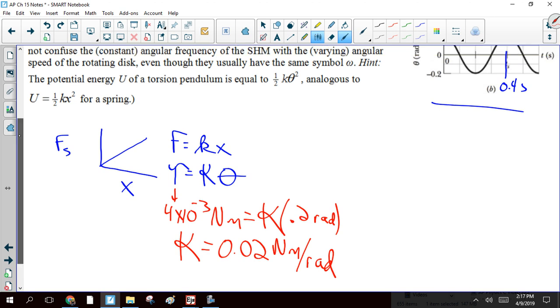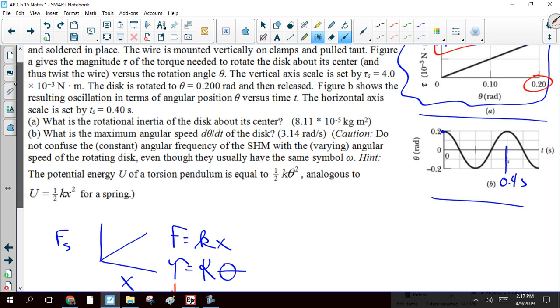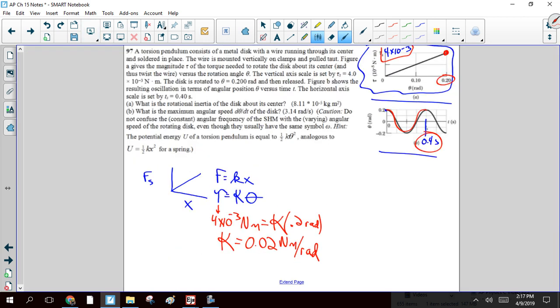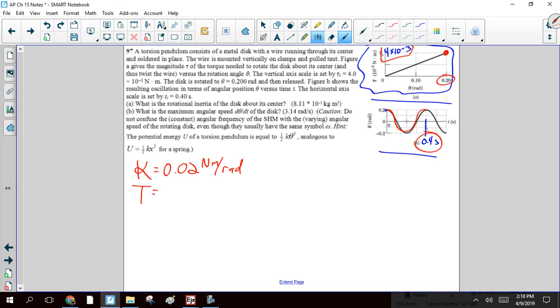Now what else? The second graph is telling us the period. Here's one complete oscillation that takes 0.4 seconds. Let's give ourselves a little bit of room here. What have we figured out so far? Our torsional spring constant is 0.02 Newton meters per radian, our period is 0.4 seconds, and we're trying to find I.